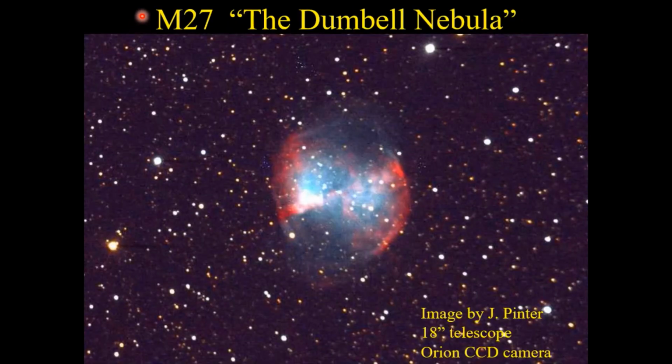Here's another, this one is called the Dumbbell Nebula. This is the result of a star that is basically dying and casting off its outer layers of gas. This was taken again with my 18-inch telescope, and this was with a different digital camera that was designed for astrophotography.